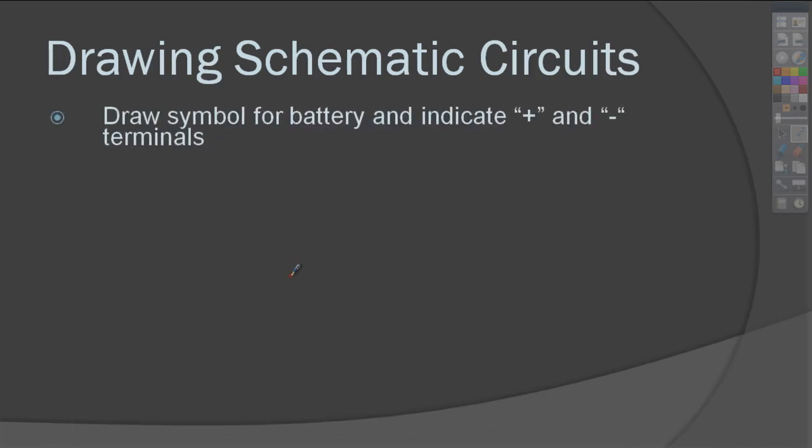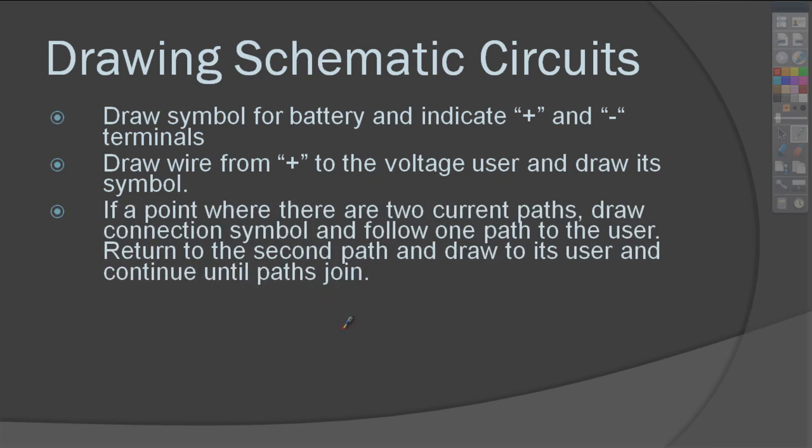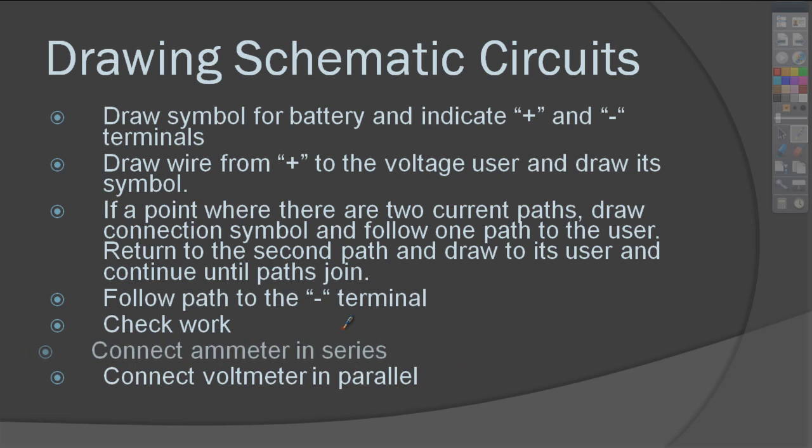So the first thing you want to do when you're drawing schematics is draw the symbol for the battery and always indicate which side's plus and which side's negative. You draw a wire from the positive terminal to the voltage user or the resistor and draw its symbol in there. At the point where there are two current paths, you draw a connection symbol and follow one of the paths. And we return to the second path and draw it to its user and continue until the path joins. And you follow a nice complete path until you reach the negative terminal. You always check your work. And always remember that we connect ammeters in series and voltmeters in parallel.